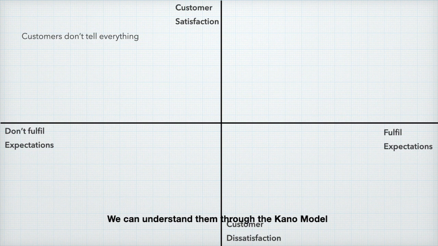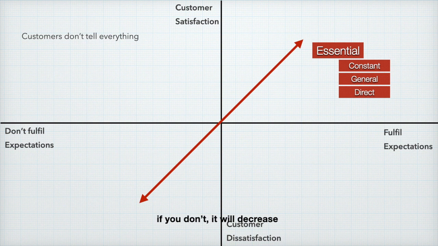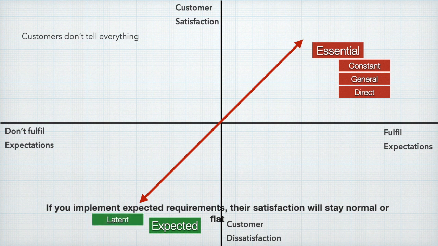We can understand them through the Kano model. Assume you are a designer or a service provider. If you fulfill the essential requirements, the customer satisfaction will go up. If you don't, it will decrease.